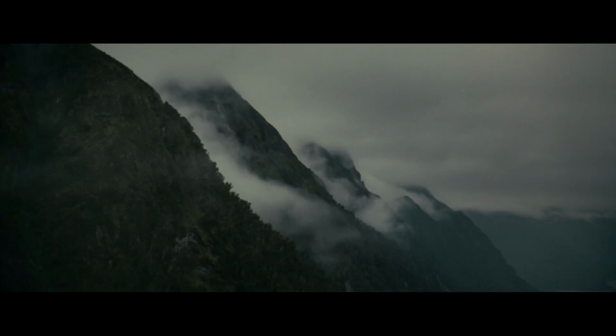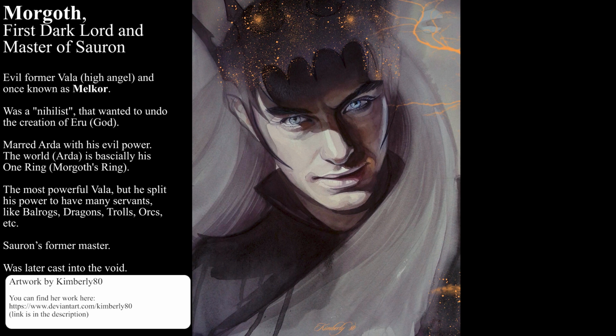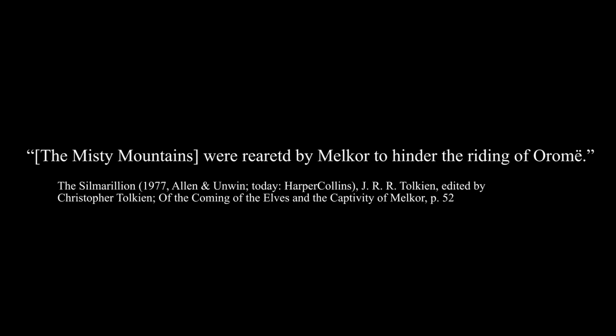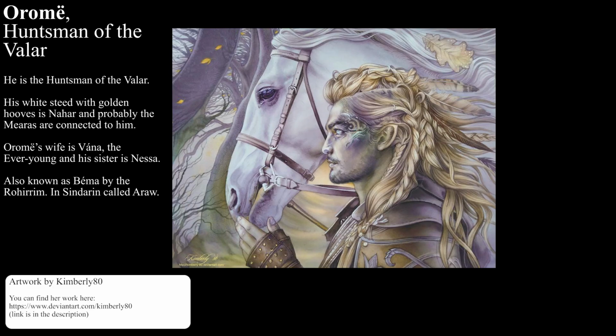Another interesting detail I talked about in other videos is that the Misty Mountains were once raised by Morgoth himself, according to the Silmarillion and Morgoth's Ring, to hinder the riding of Orome, the Vala or High Angel of Hunting.